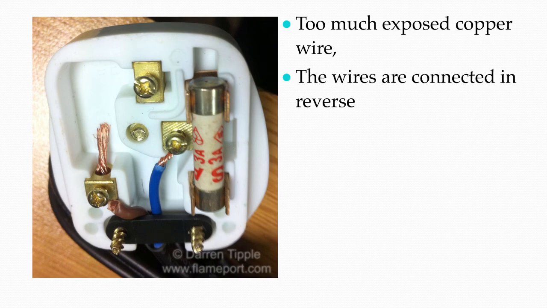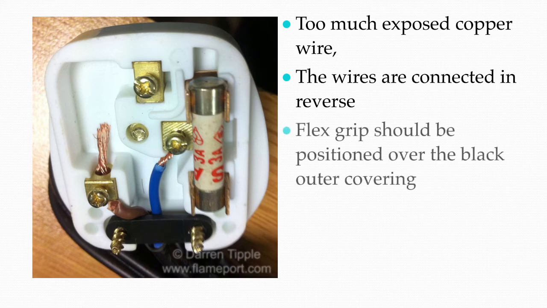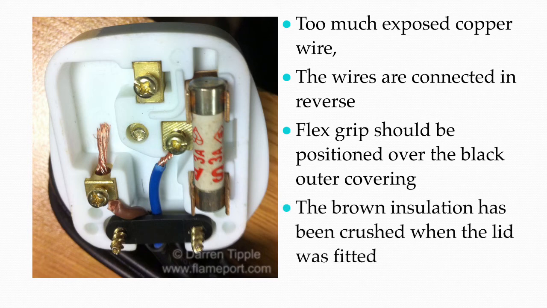Another issue is that the live and neutral wire have been reversed. In this case, the fuse is now connected to the neutral wire, and so if the fuse was to blow, the device would still stay live. The cable grip should be placed over the black outer covering. You may also be able to see that the brown insulation has been damaged when the lid was refitted. It's worth noting that on this one there is no earth wire, and that may well be fine for this device. Not all devices have 3 wires.